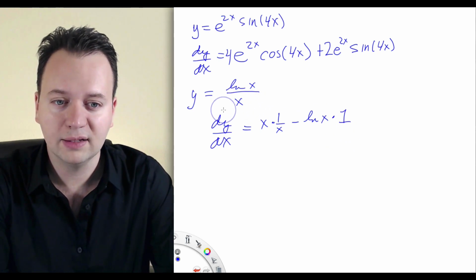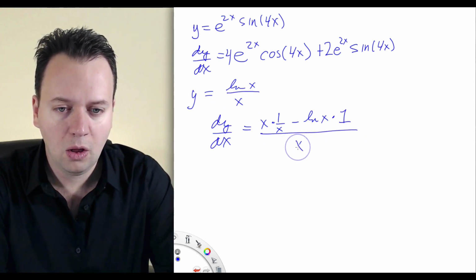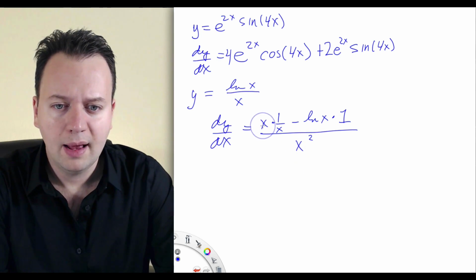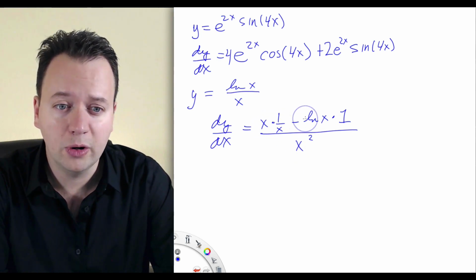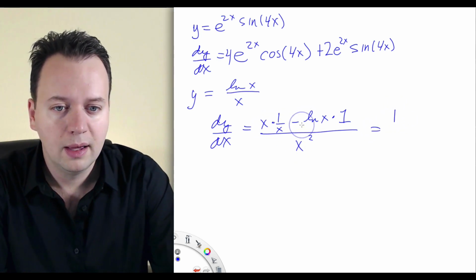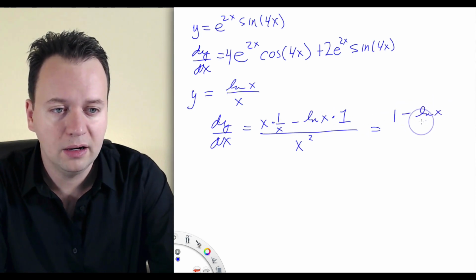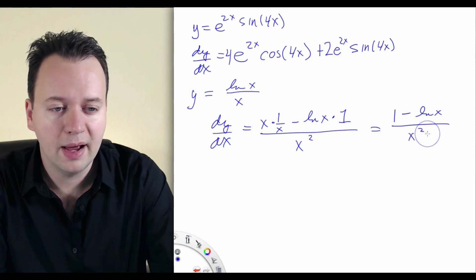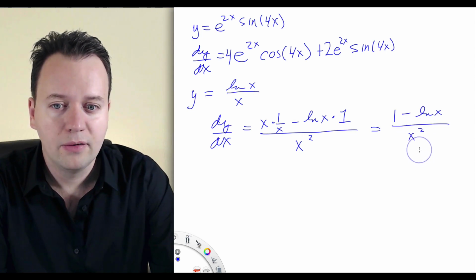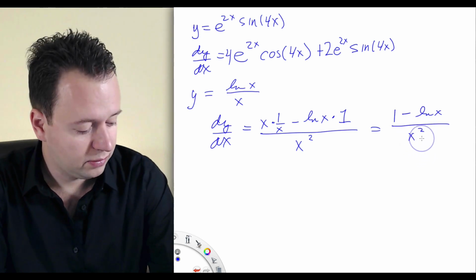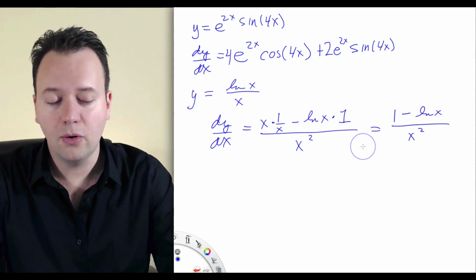Derivative of x is just 1, all divided by the bottom squared. Now we can simplify a little bit. x times 1 over x is just equal to 1. ln of x times 1 is just equal to ln of x. So it's 1 minus ln of x divided by x squared. So fairly simple derivative. You can see how easy the quotient rule made that.